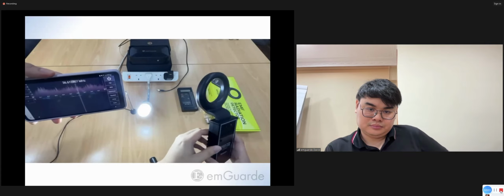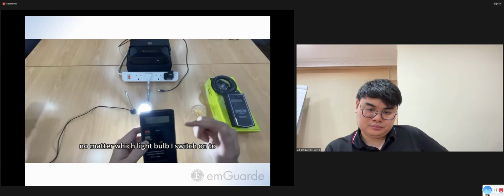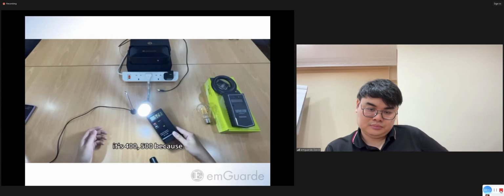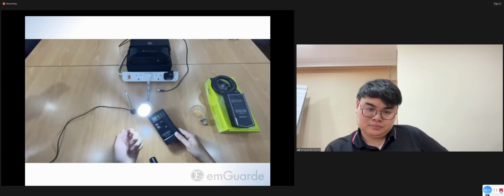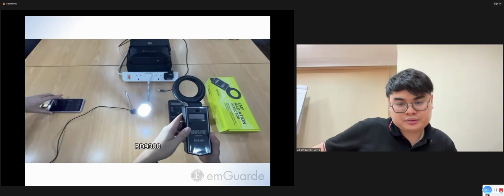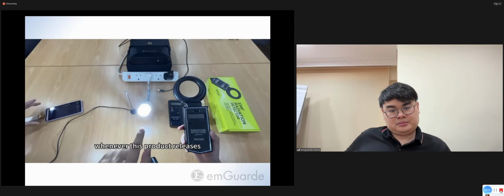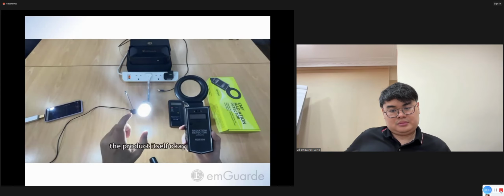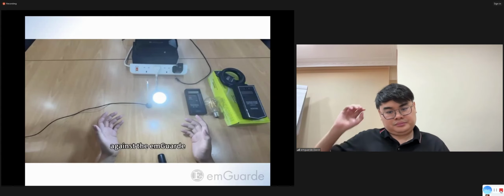Okay, it's actually the same concept, all right? Now, as for this detector, no matter which light bulb I switch on to, as you can see, it is going to pick up certain readings as well. Okay, it's 400, 500, because as long as there's electricity passing through the socket, this detector is already picking up reading. Okay, but not for the RD9300, because this detector only picks up reading whenever this product releases huge amount of electromagnetic noise pollution from the product itself. Okay, so now I'm going to show you the final experiment against the emGuarde.